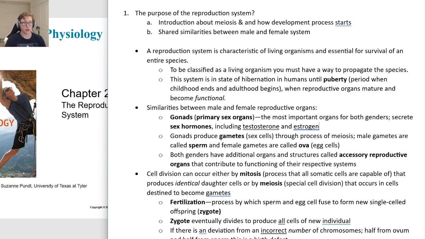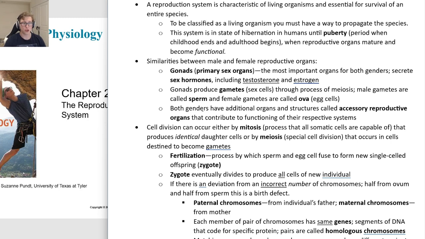Now, gonads produce gametes, sex cells, through the process of meiosis. Meiosis is the important distinction there, and we'll talk about it in a bit, but just think about me. So, gonads produce gametes through the process of meiosis. Male gametes are sperm, and female gametes are ova, or egg cells. Both genders can have additional organs and structures called accessory reproductive organs that contribute to the functioning of the respective species. Breasts are an example of an accessory reproductive organ.